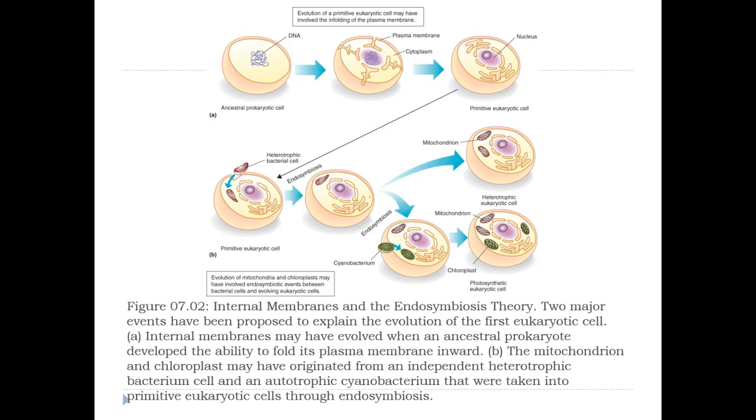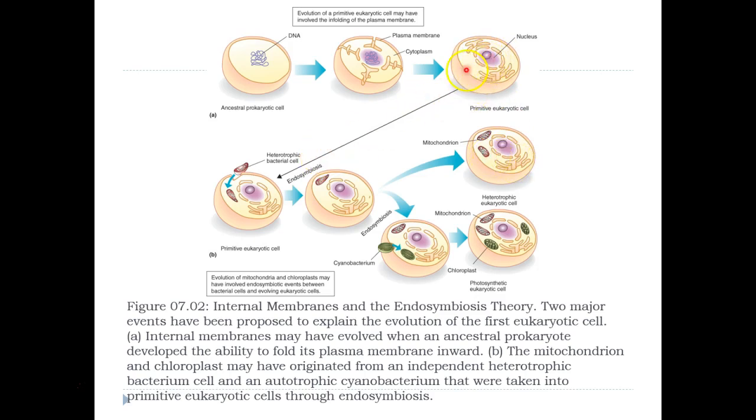So you can kind of study this diagram and look at the infolding here. When the plasma membrane folds in, remember prokaryotes have their DNA kind of just contained in what we would call a nucleoid, but the infolding led to a nucleus, different structures as well.